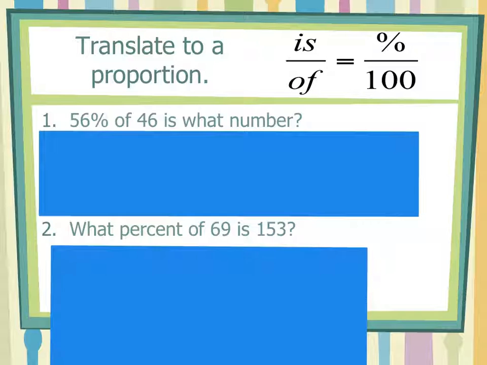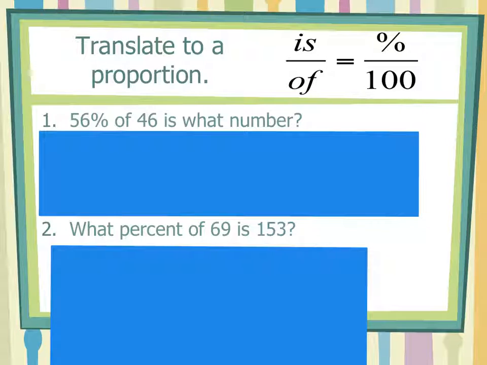If you're using the percent proportion to find an unknown quantity, what you're going to be doing is setting up what I call an analogy. A proportion is an analogy. It's comparing things to one another. And that proportion is in the manner that you see up there, that special formula. Is over of is percent over 100. But most importantly, if you don't memorize that, what you need to comprehend is how to set up the analogy. So let's look at number 1. It says 56% of 46 is what number?